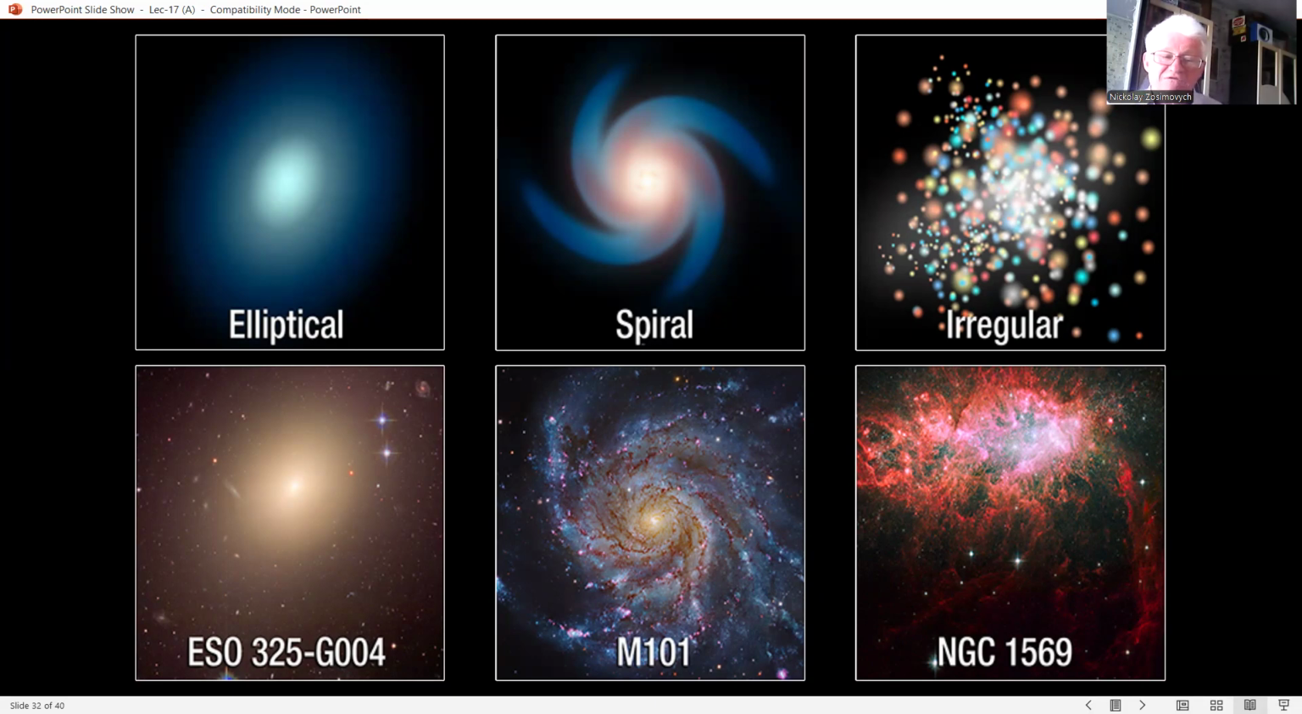Galaxies come in a wide range of sizes and masses. Some dwarf elliptical and dwarf irregular galaxies are only a few percent of the size and luminosity of our galaxy. But some giant elliptical galaxies are 5 times larger than the Milky Way galaxy.